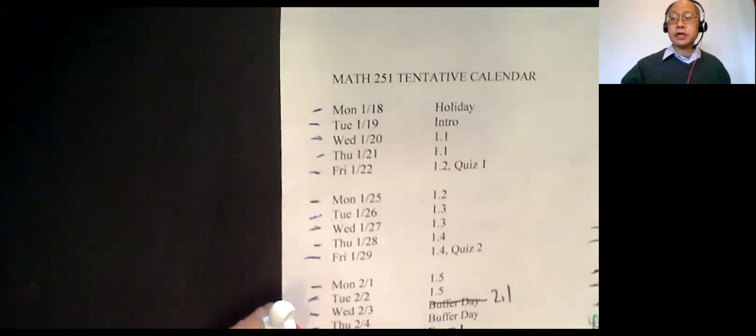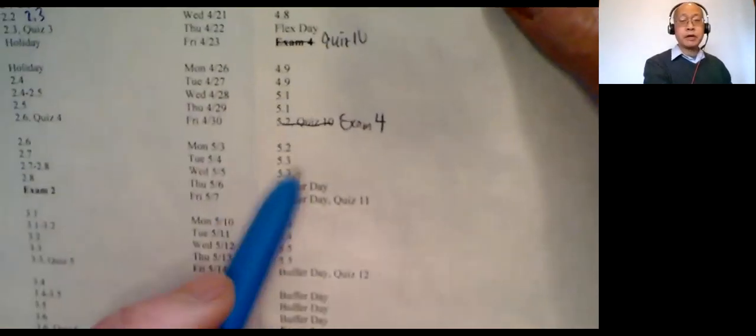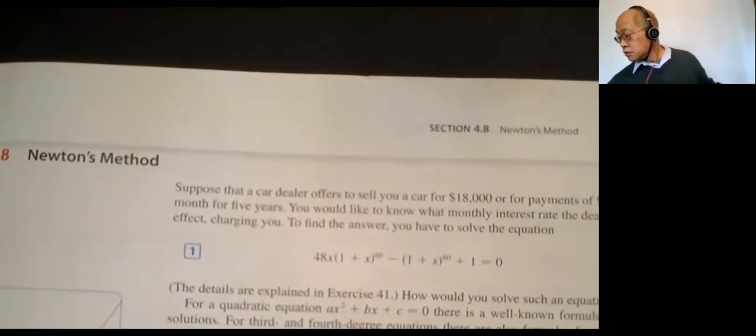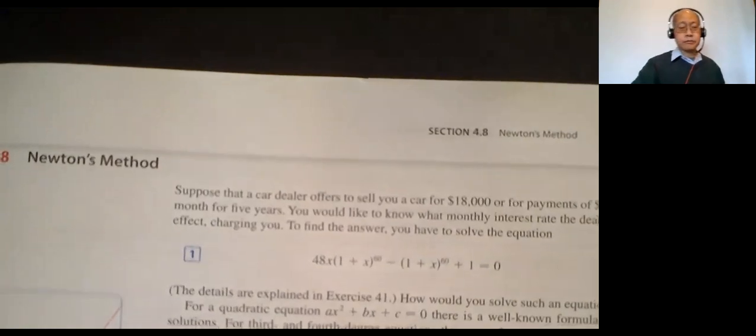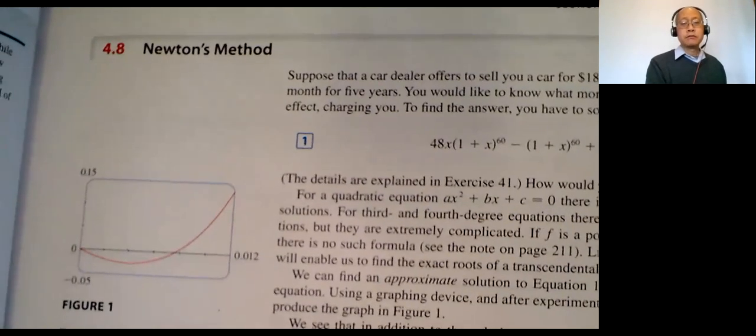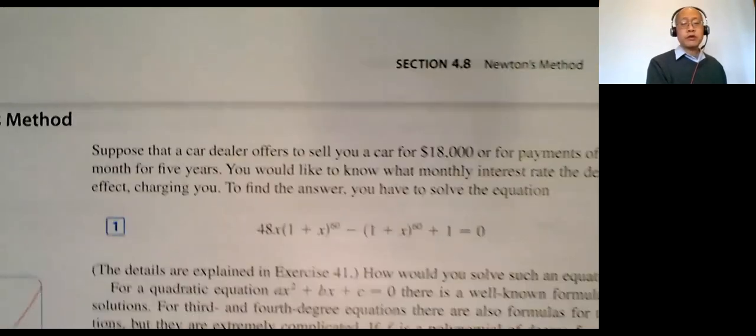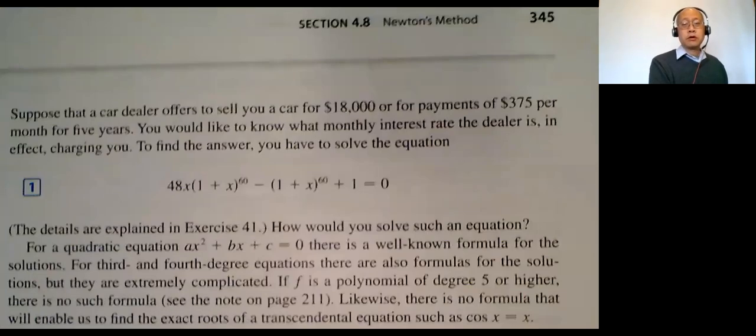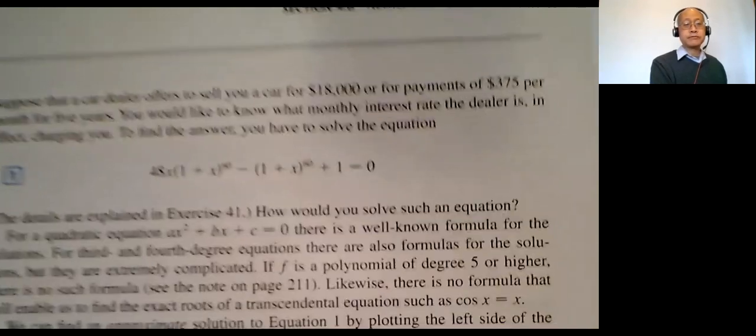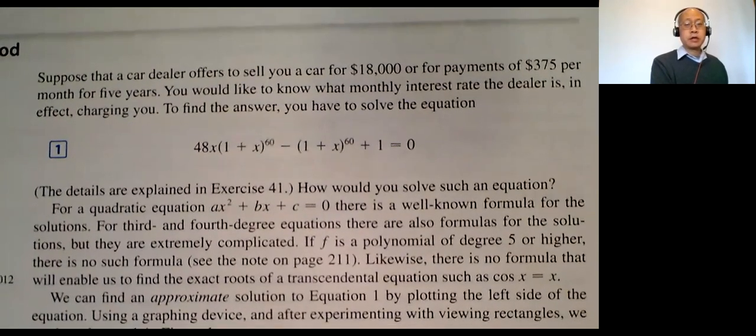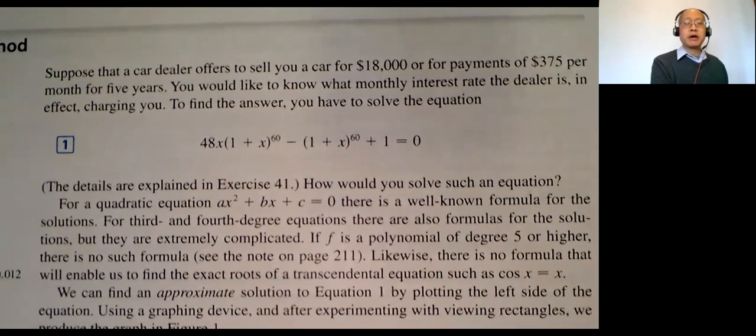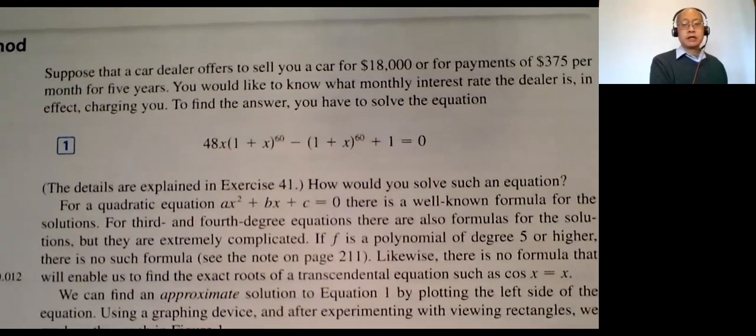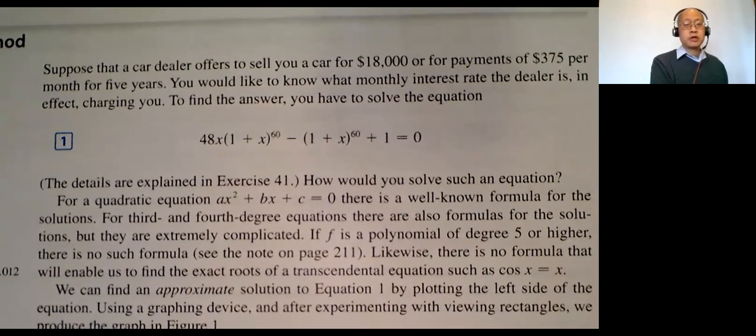So let's get started with our last section for the upcoming exam, 4.8. So it's called Newton's method of approximation. A little bit of theory. Some equations are either too difficult or actually impossible to solve for x. Equation 1 is such an equation. 48x, 1 plus x to the 60th minus 1 plus x to the 60th plus 1 equals 0. Okay. It's very, very difficult to solve such an equation.